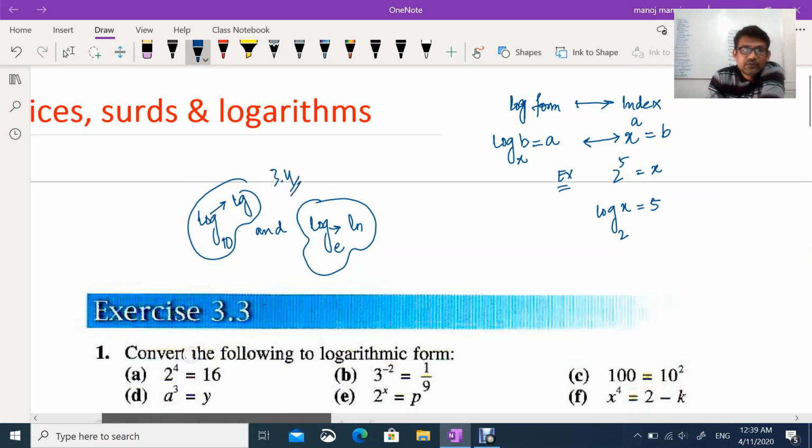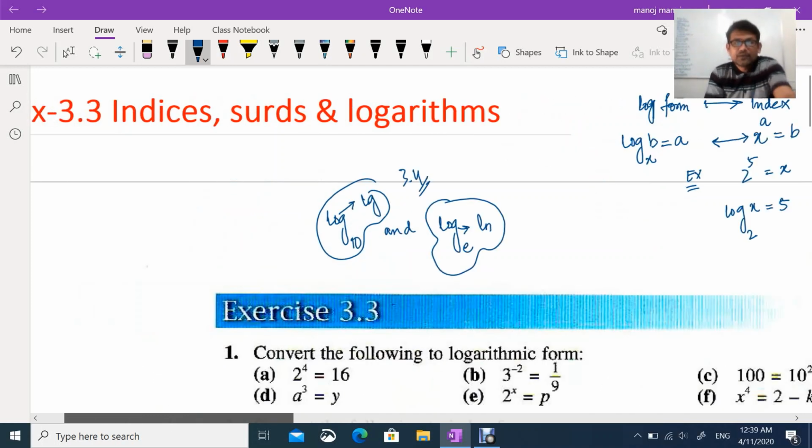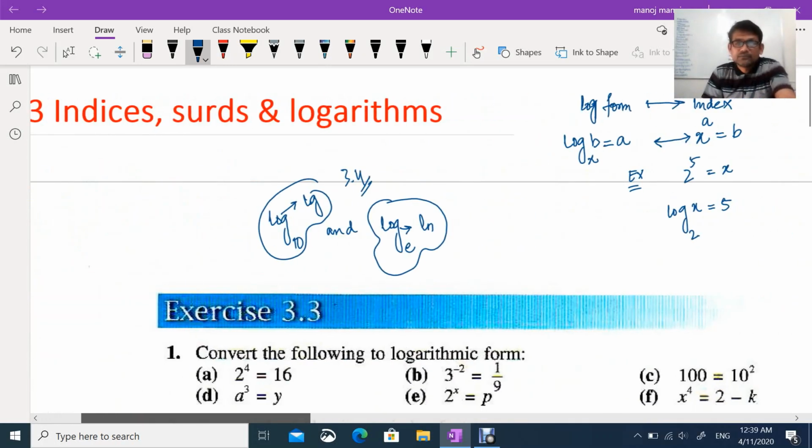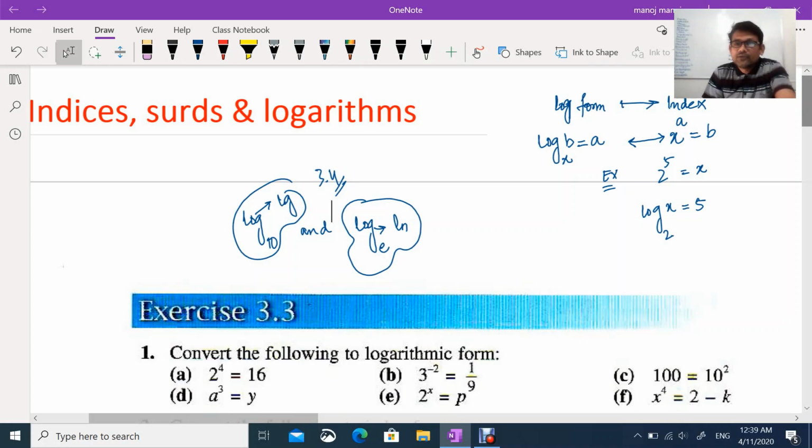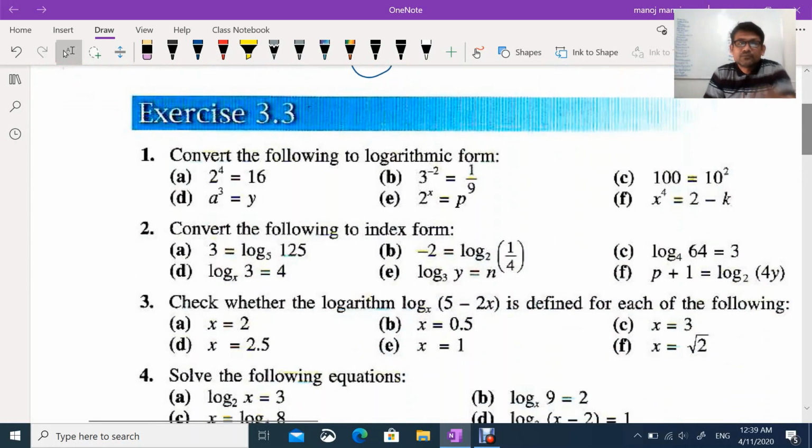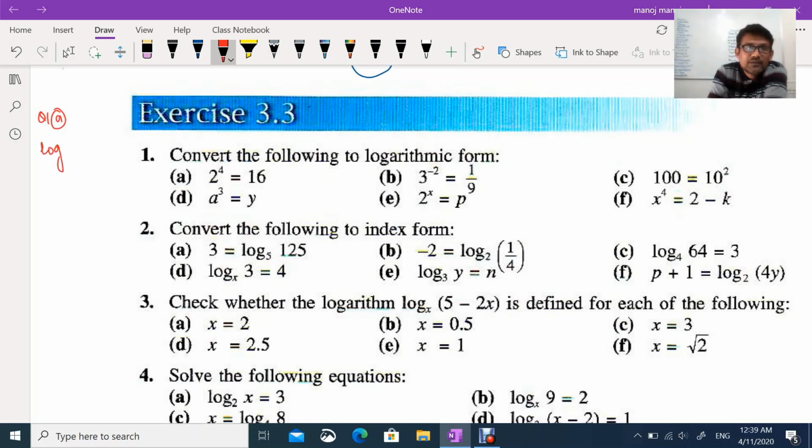Okay, we are moving to first question number 3.3. Question number 1 is, we have to convert this into logarithm form. So the base will remain base. In question number 1 part A, the base will remain base, like log base 2 of 16 is equals to 4. This is very simple, like we have done it.